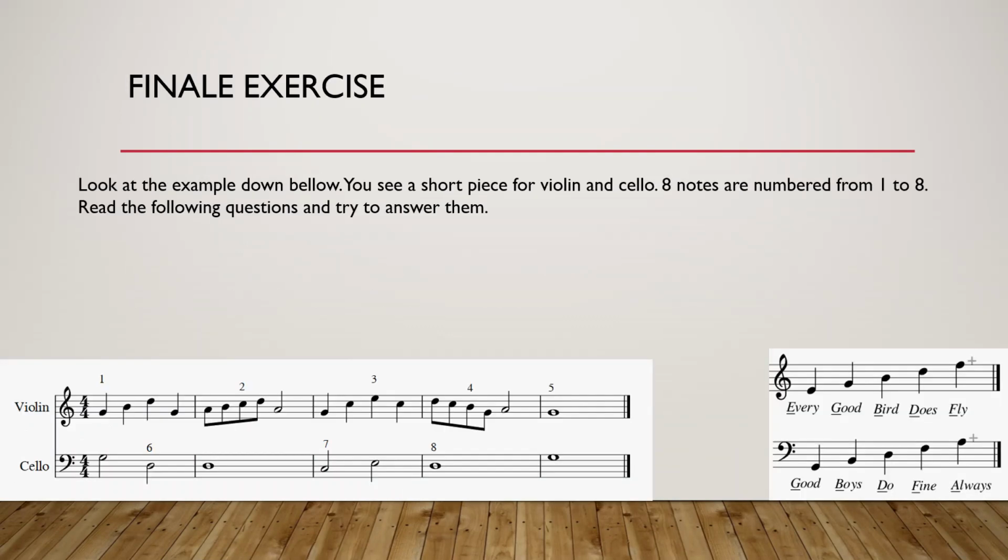So let's practice. Let's do a final exercise from this lesson, because there is a lot of new stuff here and I don't want to have too much in this lesson. So look at the example down below. You see a short piece for violin and cello. Eight notes are numbered from 1 to 8. Read the following questions and try to answer them.